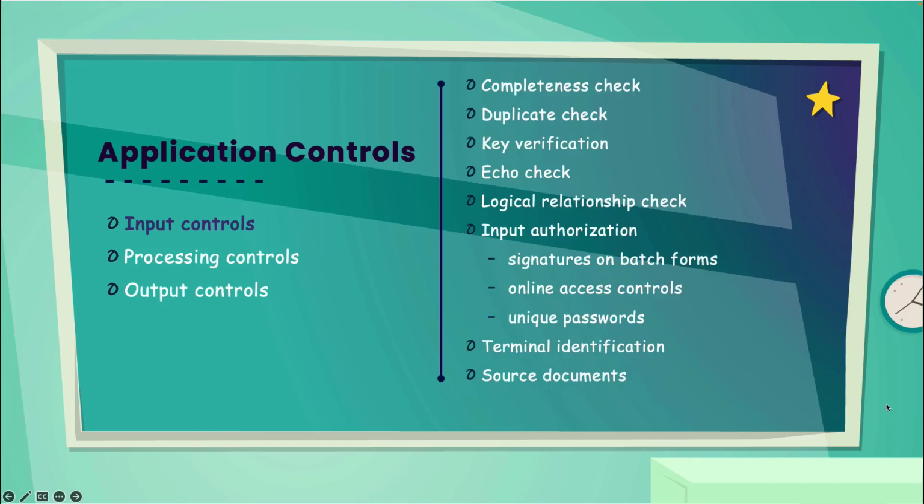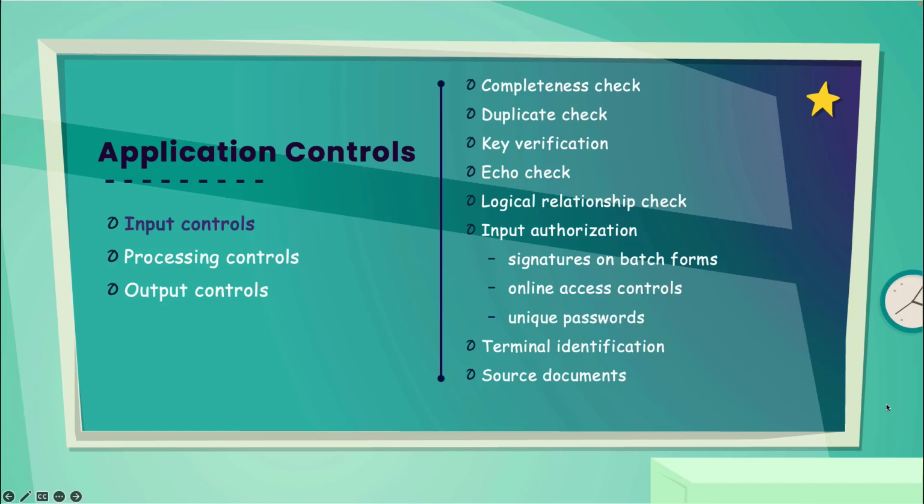Continuing with input controls, we have completeness tests or checks to ensure that no fields are missing from a record. So it searches for missing information. We have duplicate checks to test whether the same value is input twice. So when you sign up twice to a website, it automatically detects that this email has already been used.